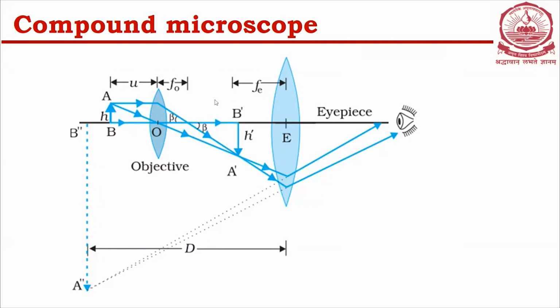So you can see that. And also there is a distance between the second focal point of your objective and the first focal point of your eye lens. There is a distance that is called tube length. Okay, so that is also there in the compound microscope.